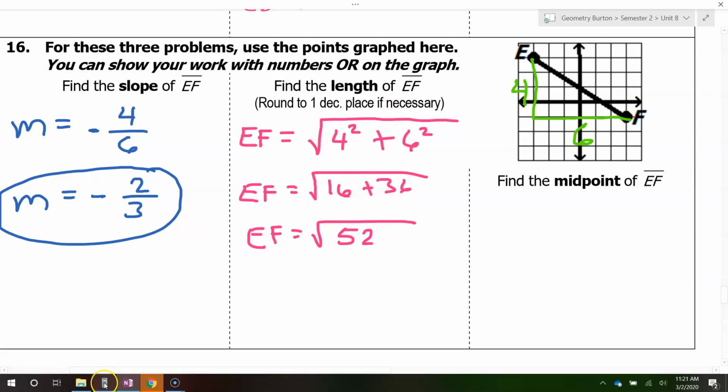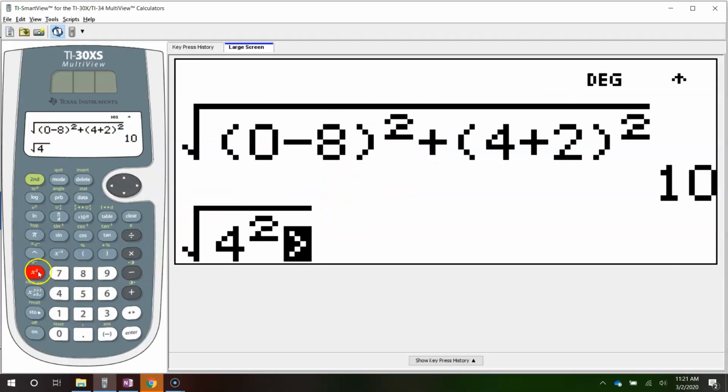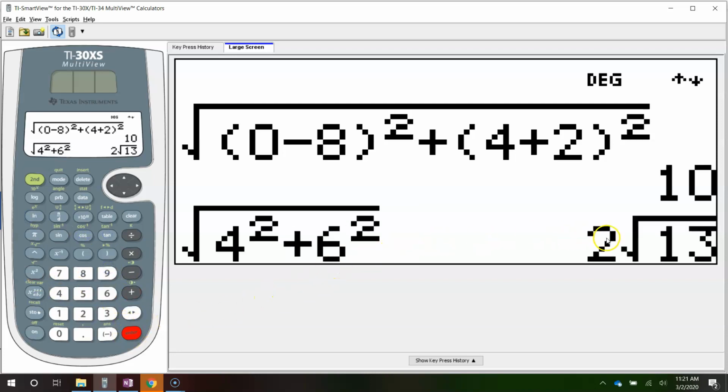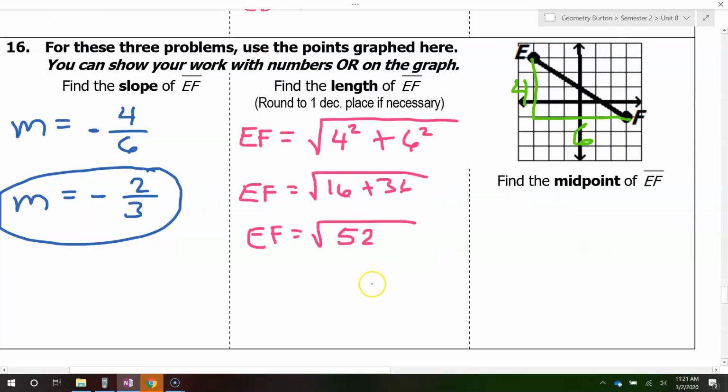They said 1 decimal place if necessary. So let's see. So I'm going to do the square root of 52, and I could have done 4 squared plus 6 squared if I had wanted to. Okay, so that's another thing that you might see is 2 radical 13. That's the same thing as the square root of 52. So if I hit this, I'm coming up with 7.2. So EF is approximately 7.2.